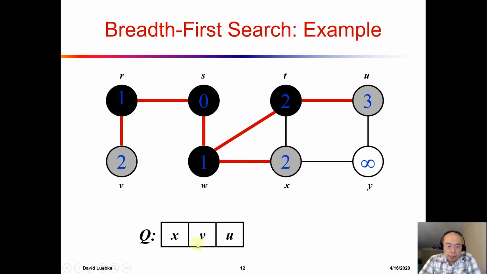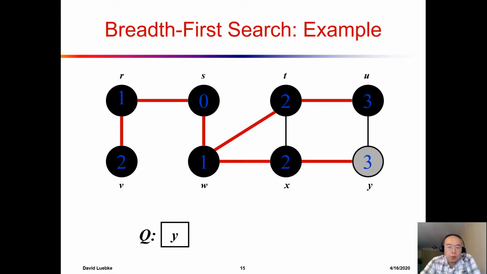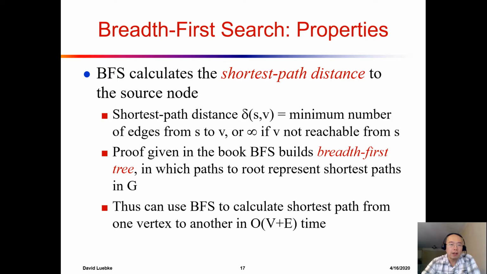And after that, the next thing we are going to visit will be X. For X, the only adjacent node we haven't discovered yet is Y. So we put Y in the queue, and then X is popped out and colored black. And eventually, we visit V, and there's nothing new we can add. We visit U, there's nothing new, and we visit Y, there's nothing new. So eventually the queue is empty, and we have colored all the nodes black, right?